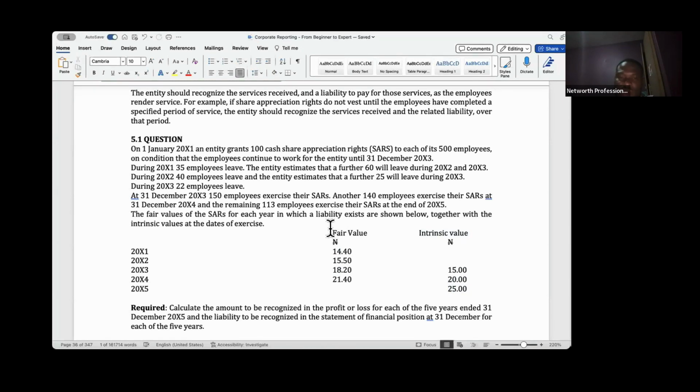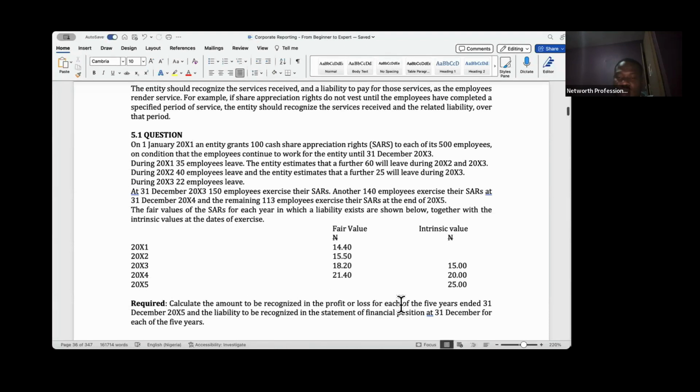But let's get there first. And that's required: calculate the amount to be recognized in the profit or loss for each of the 5 years ended 31st December 2005, and the liability to be recognized in the statement of financial position at 31st December for each of the 5 years. Okay, I know that I've sent you this before.